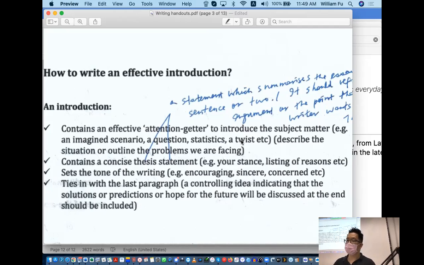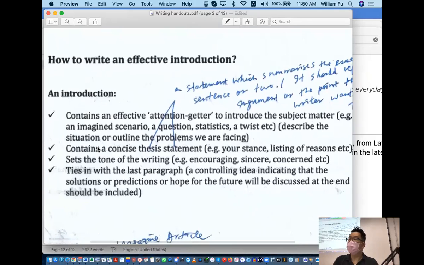Okay, the story just like one day you went to school, and all of your classmates are not wearing uniform. Or suddenly you went to a wrong class. Or suddenly all the teachers are standing at the front gate waiting for students at 7 o'clock. Something like that, just like a twist, something not normal. Or you can describe the situation or outline the problem we are facing. But this is the plain way.